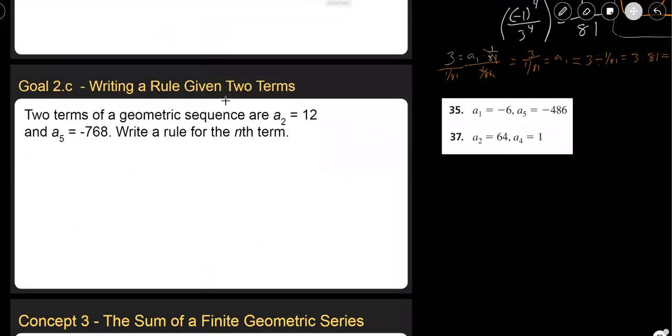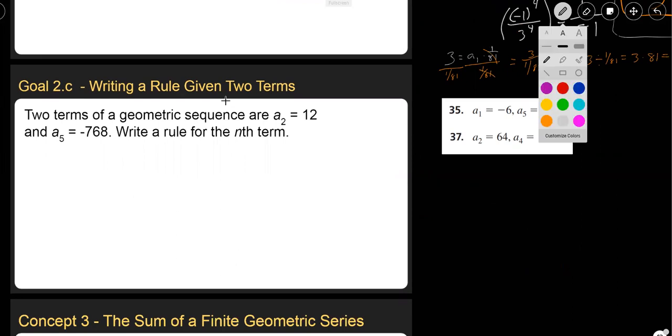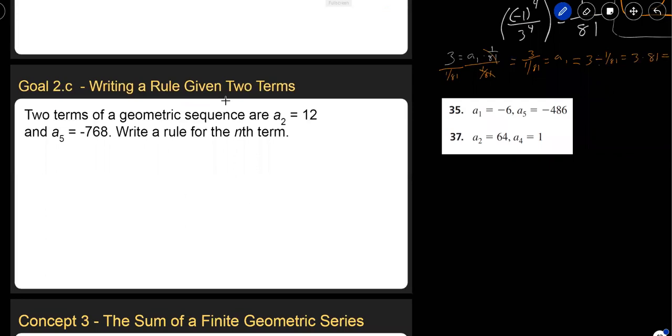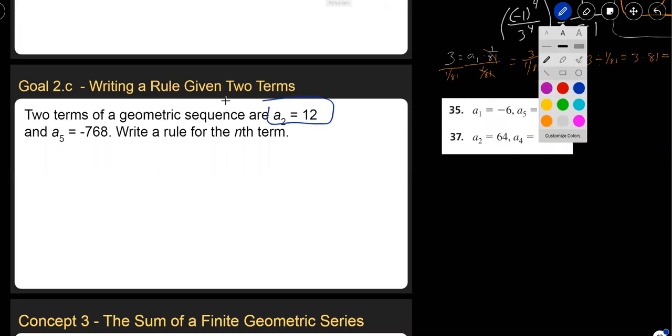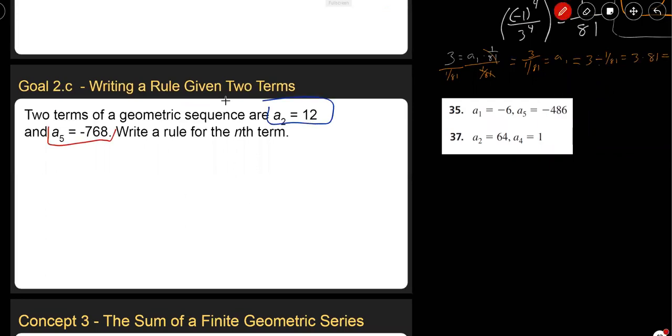All right, last one, writing a rule given 2 terms. So in this one, we don't have the ratio or the A1, the value at the first position. Well, in some we don't. Looks like in this first example we do, actually. That's kind of strange. But what we end up doing is we can create 2 separate equations and use those to figure out some stuff.